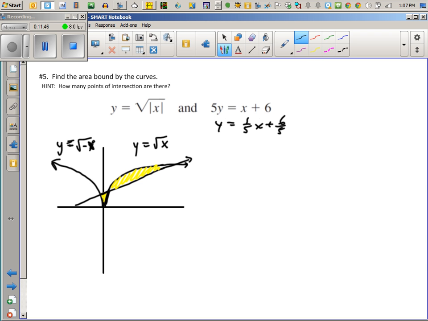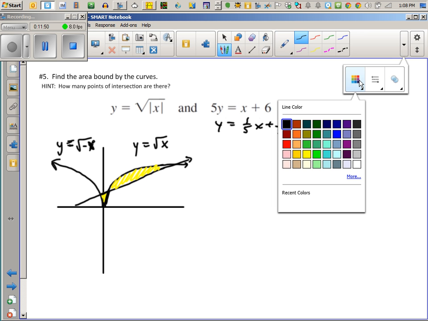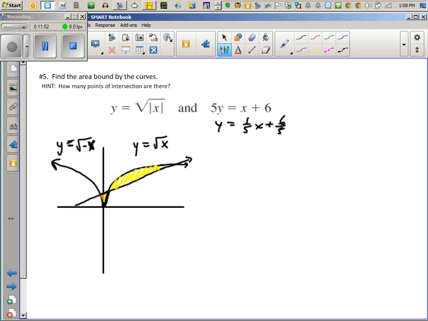Can you guys see the yellow? I'll use a little bit different color. Let's use this orange. So we're trying to find this area and this area, see?